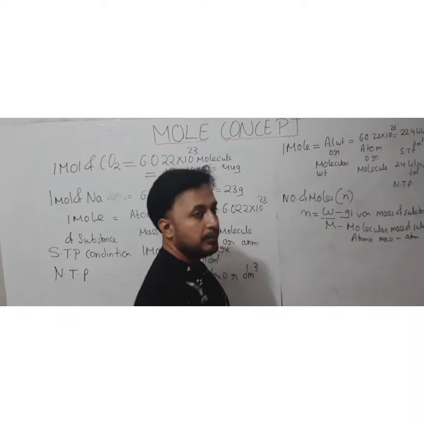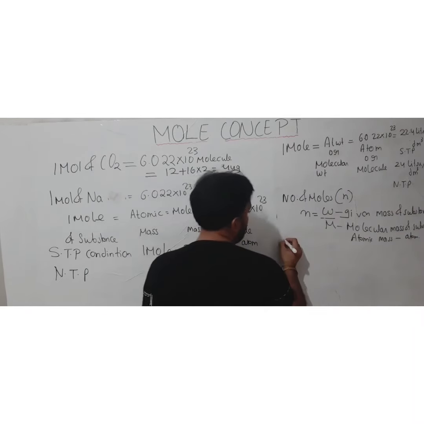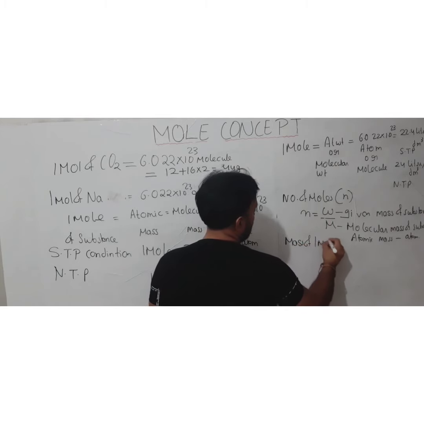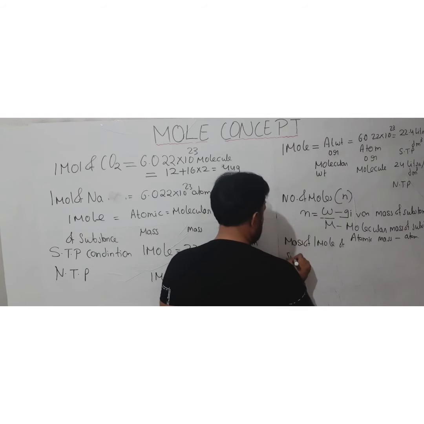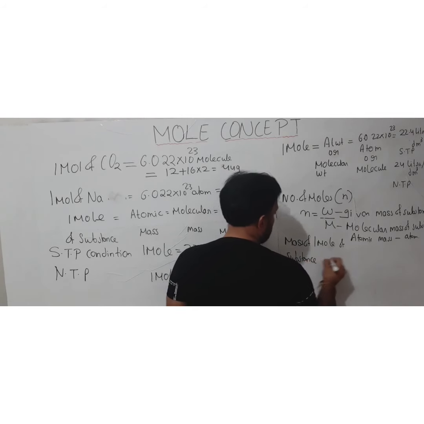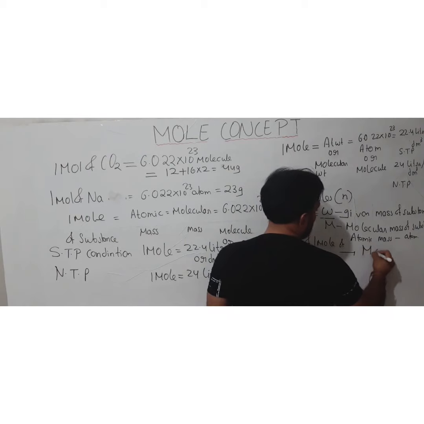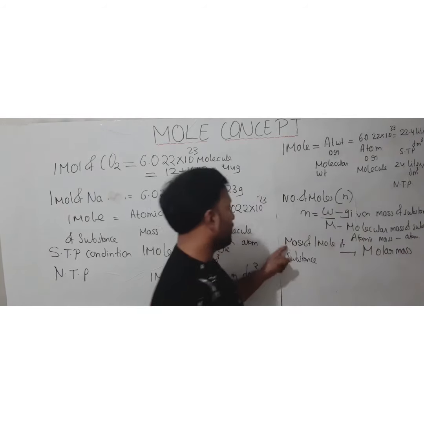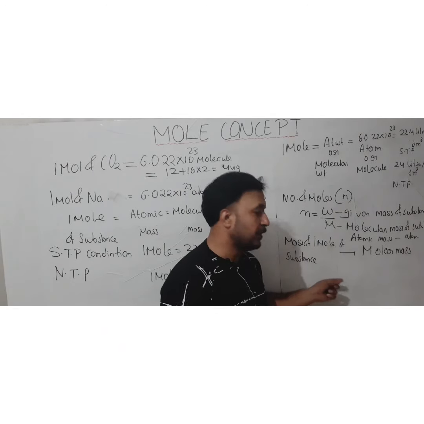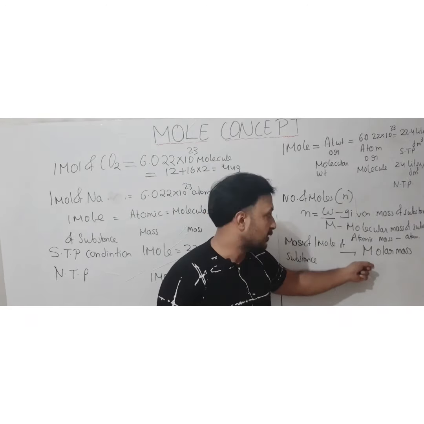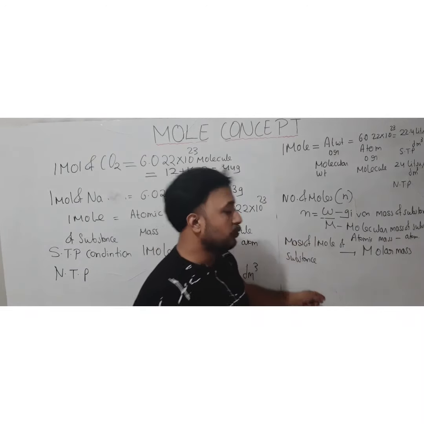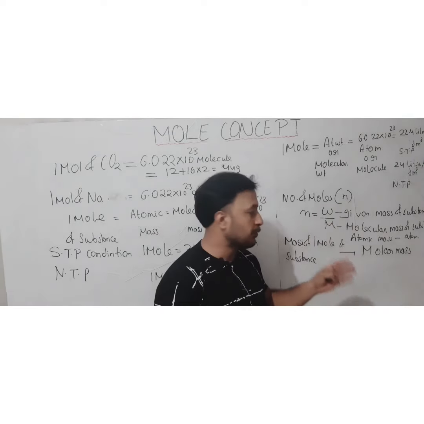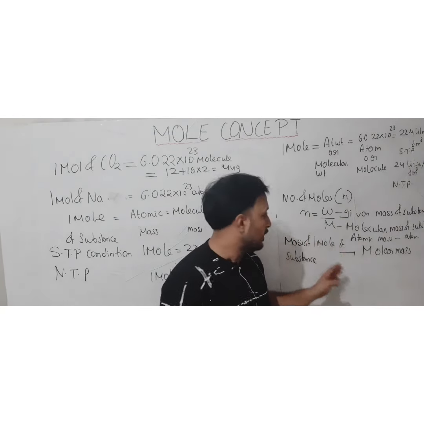One more thing, the mass of 1 mole of a substance can also be known as molar mass. The mass of 1 mole of any substance will be equivalent to its molar mass. So that is the formula we are going to use. Now I am going to give you some examples of how we are going to use it and what type of questions are coming. Okay, so let's start.